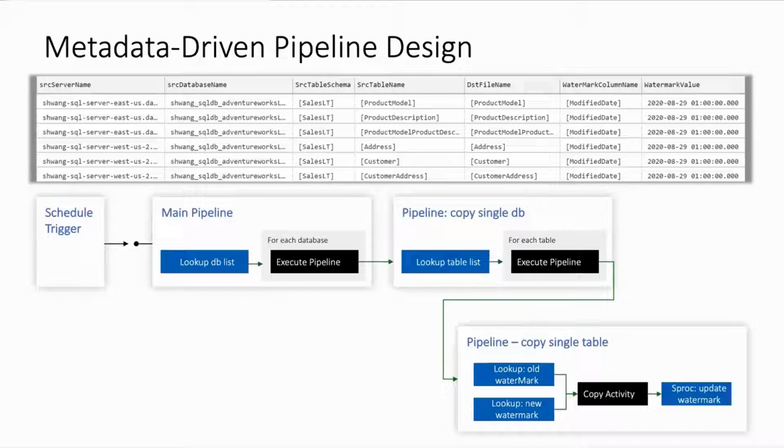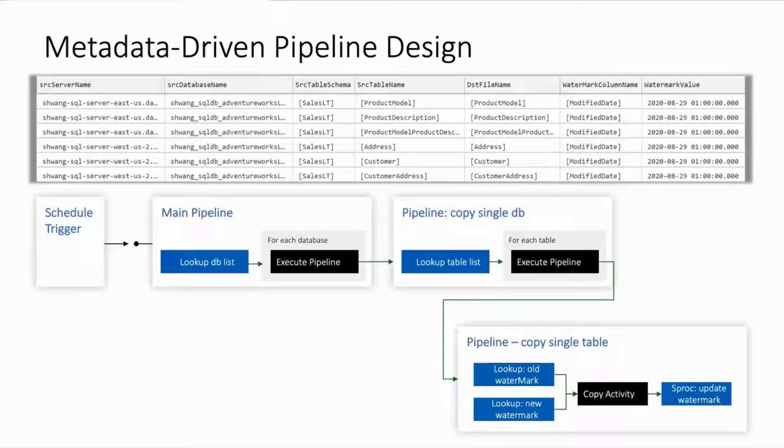You create metadata tables. In this case, you can see the table on the top, which contains the SQL Server name, the database name, the schema, the table name, the file names, and so on. The watermark column, the watermark value, all those things are logged in a metadata table. Now, the advantage you get is you don't have to create n pipelines for each of those source table names with different datasets and different linked services. You can create one and read these values from a lookup activity.